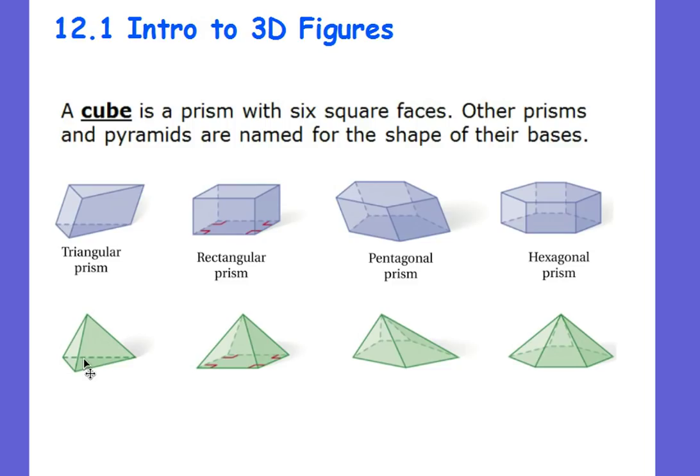All right, coming down here, if you look at all of these are all pyramids. Okay, they all have 1 base. And again, we name it the same by its base shape. So here would be a triangular pyramid. Next one would be a rectangular pyramid. Pentagonal pyramid. Last one, hexagonal pyramid. There you go.